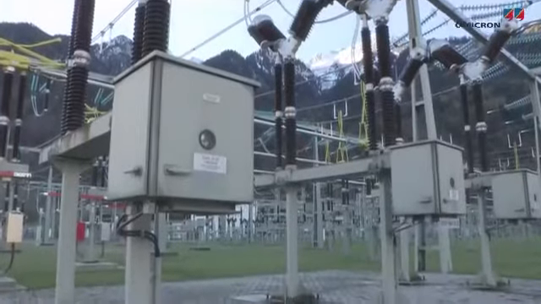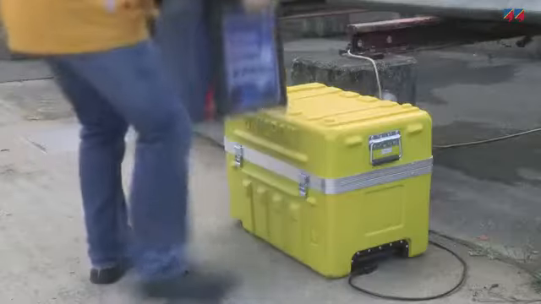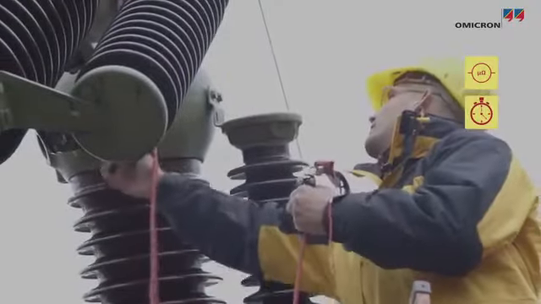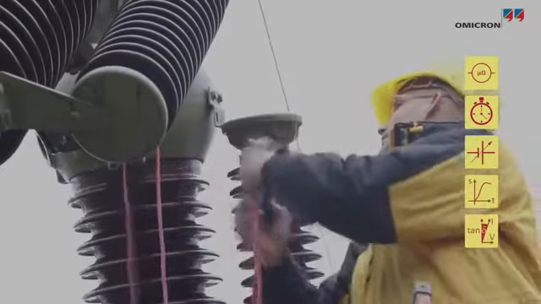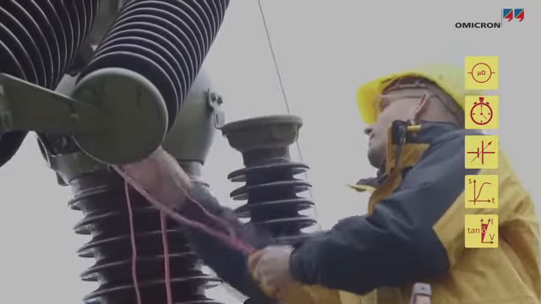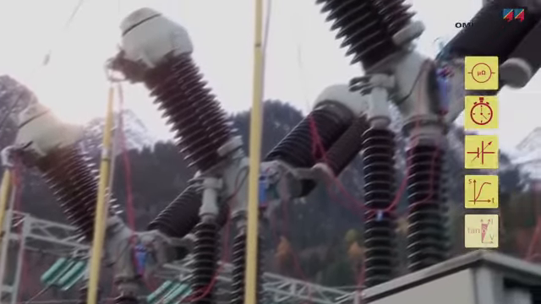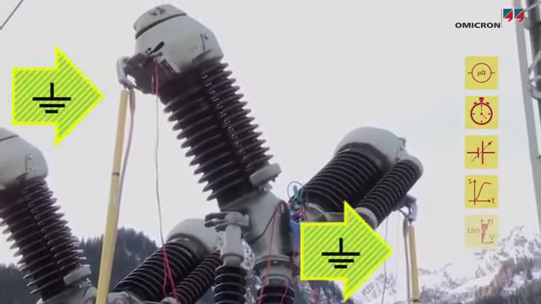In order to ensure the proper operation of a circuit breaker throughout its lifetime, diagnostic tests are performed, such as resistance, timing, minimum pickup, travel, and power factor. In order to achieve the best safety conditions for the test engineer, the circuit breaker should be grounded on both sides during most of these tests.